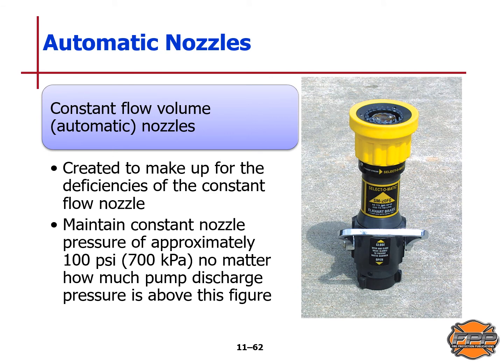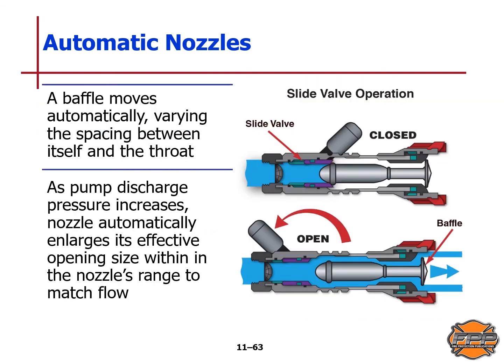So this brought about the advent of constant flow volume or automatic nozzles. These were created to make up for the deficiencies of the constant flow nozzle. These maintain a constant nozzle pressure of approximately 100 psi or 700 kilopascals, no matter how much pump discharge pressure is above this figure. With an automatic nozzle, a baffle moves automatically, varying the spacing between itself and the throat. As the pump discharge pressure increases, the nozzle automatically enlarges its effective opening size within the nozzle's range to match the flow. You see an example of that here on the slide where it says slide valve operation.